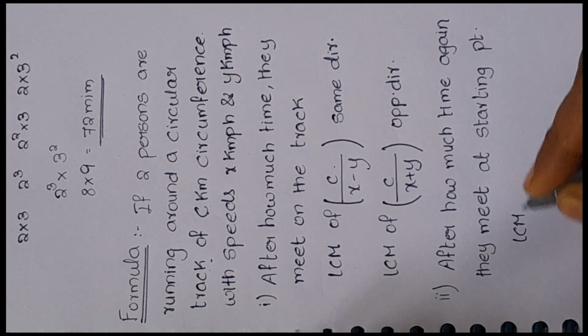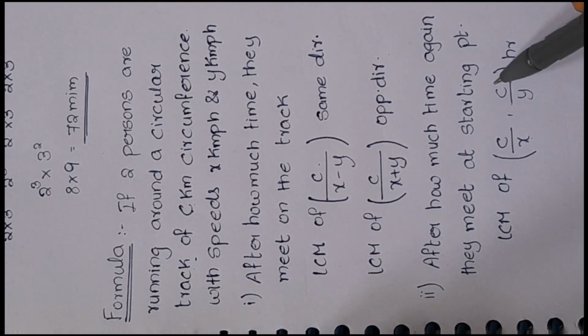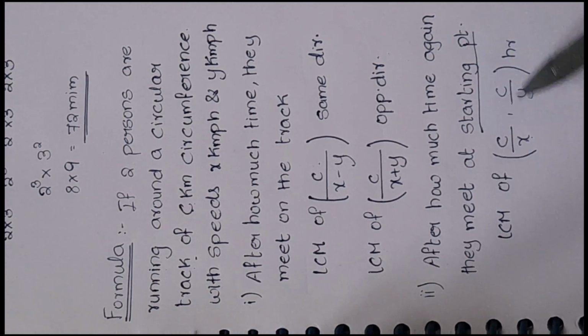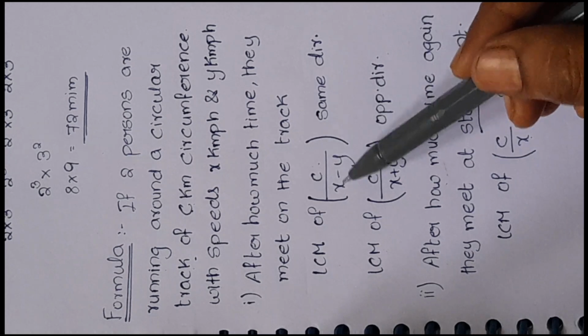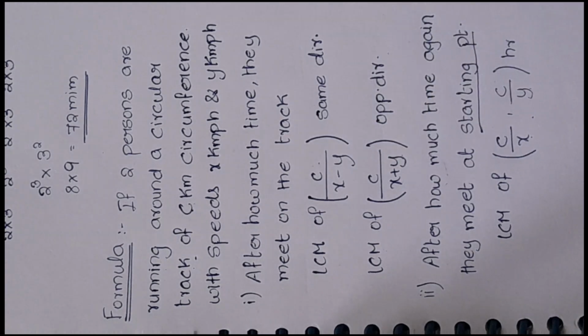Here, LCM of c by x comma c by y. Here at the starting point means we should use this formula, and on the track means we should use, if in the same direction, c by x minus y, in the opposite direction c by x plus y.